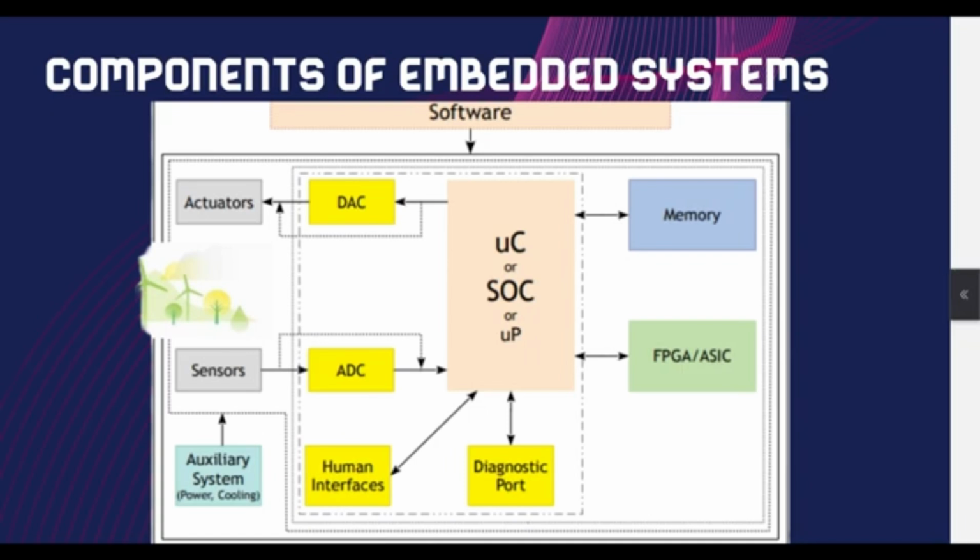Then FPGA or ASIC. FPGA full form is Field Programmable Gate Array. ASIC is Application Specific Integrated Circuit. These are customizable chips that can be tailored for specific applications. FPGA has configurable logic blocks that allow designers to create custom digital circuits. ASIC is designed specifically for a particular task, offering performance improvements. Then auxiliary system. It supports the main operations by providing necessary power and thermal management.